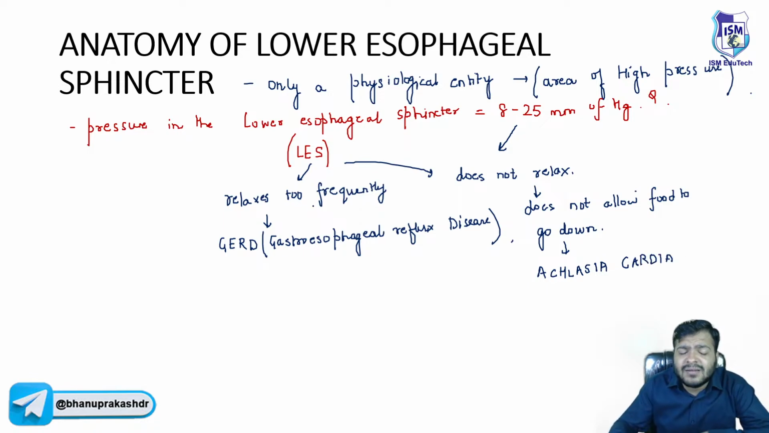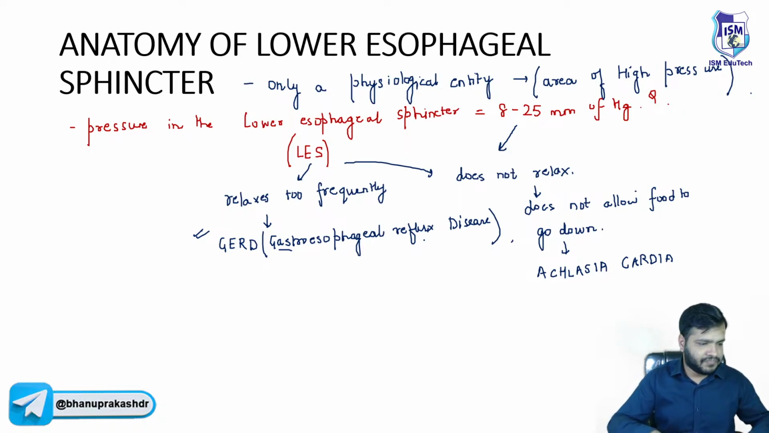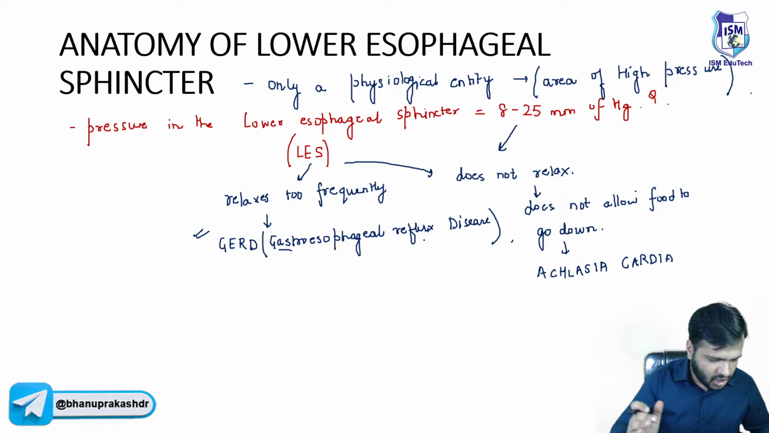Now if it relaxes too frequently, you know what will happen: the contents from the stomach will come into the esophagus, so that is gastroesophageal reflux disease. That is due to the lower esophageal sphincter pressure. Now can anyone tell me how many factors are responsible for maintaining it? Yeah, vomiting will occur.